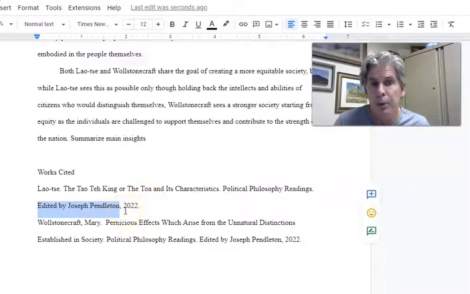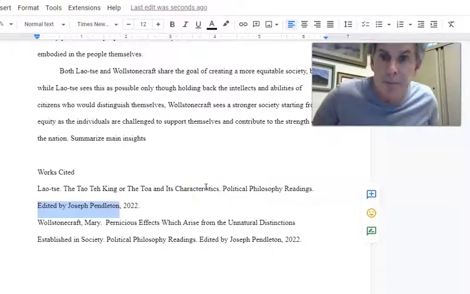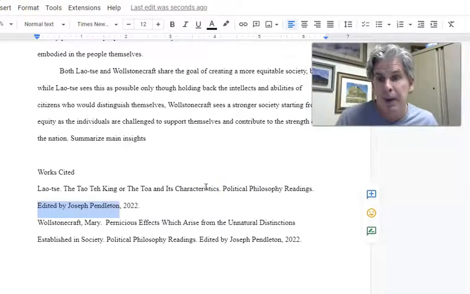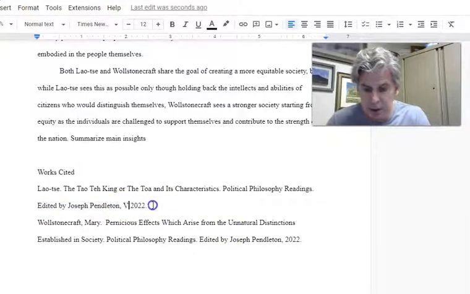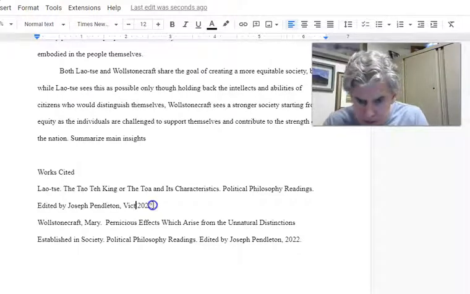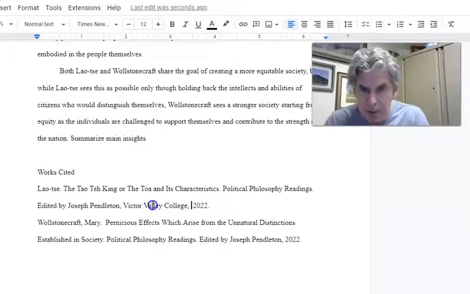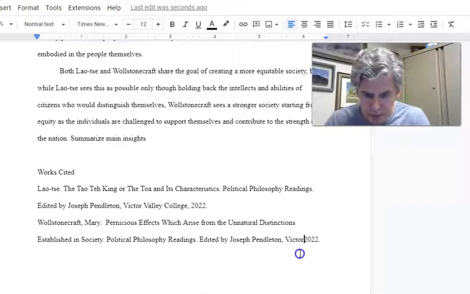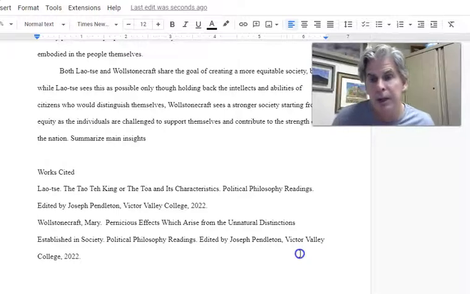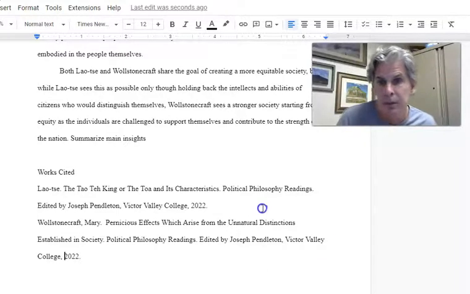Don't put my name down as the author. I can't tell you how many times I'm credited with being the author of Plato's Republic. I didn't do it. And then you need the publisher, which in this case is Victor Valley College, and then comma. And I need it here too, because they are officially the publisher of the PDF, even though it's free.